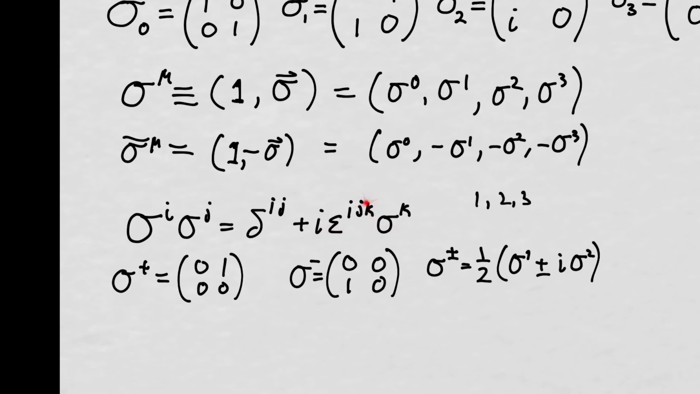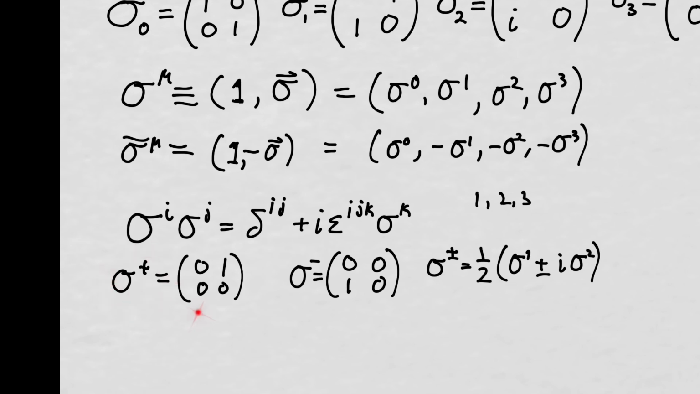And this epsilon ijk enforces that i, j, and k must all be different. I assume you know this, right? It's definitely a prerequisite to understand the epsilon notation, certainly the delta notation.